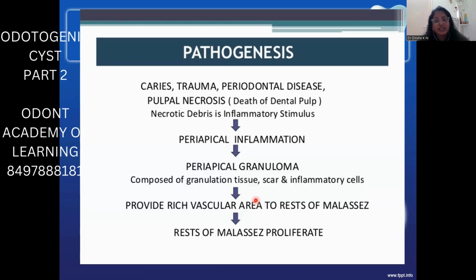The cell rests of Malassez are nothing but the remnants of our Hertwig's epithelial root sheath after the root formation. These cell rests will start proliferating as a result of that, and eventually form a cyst.